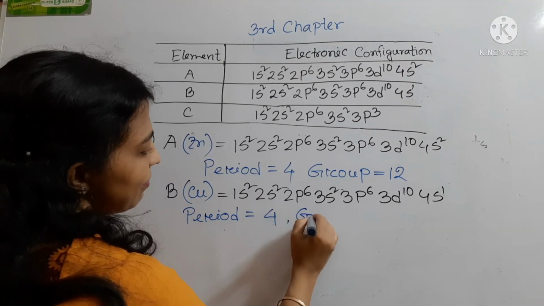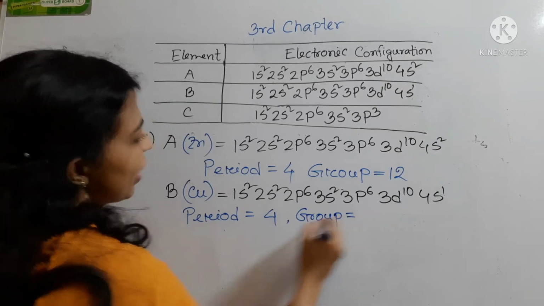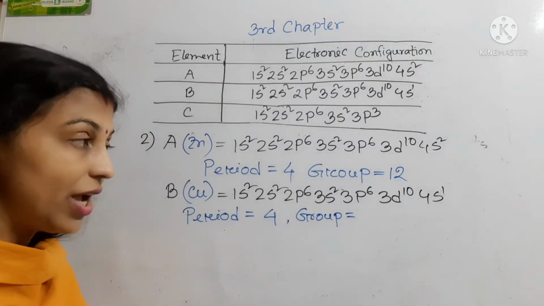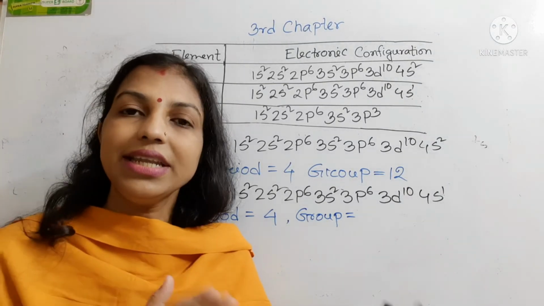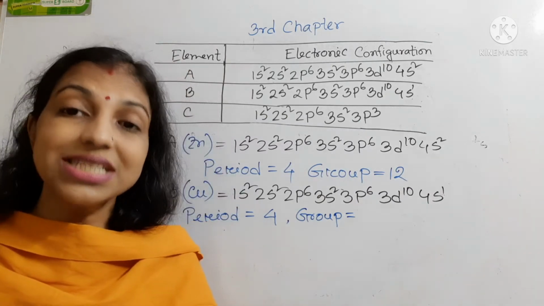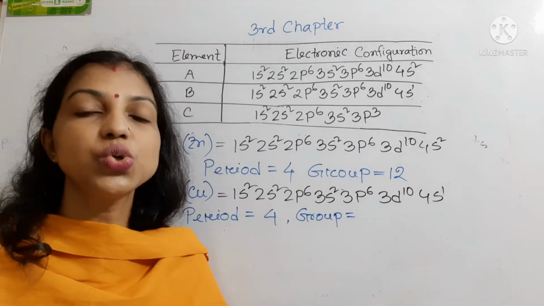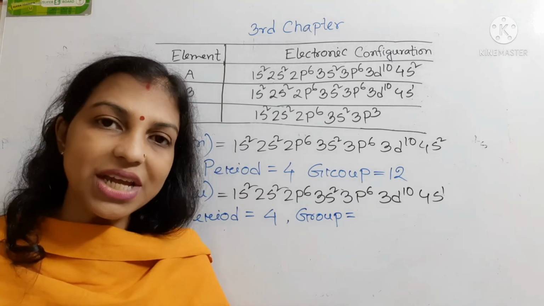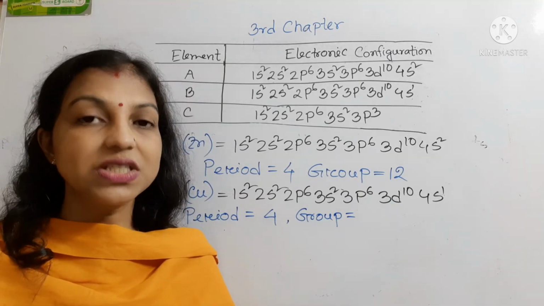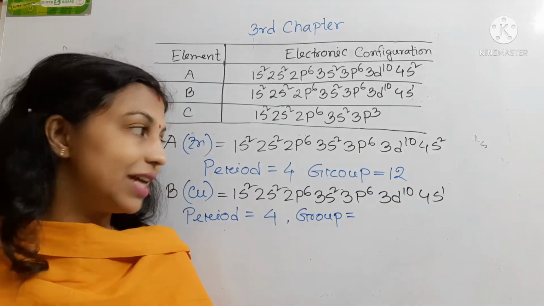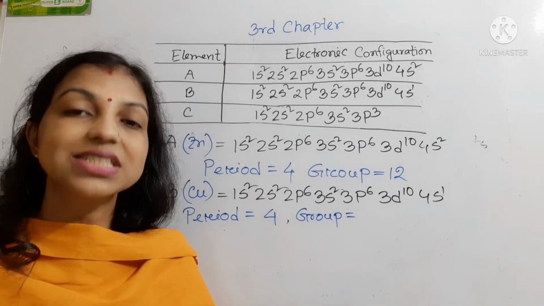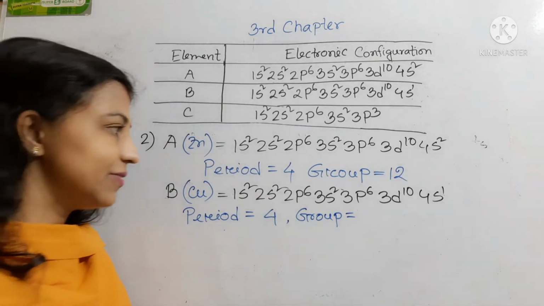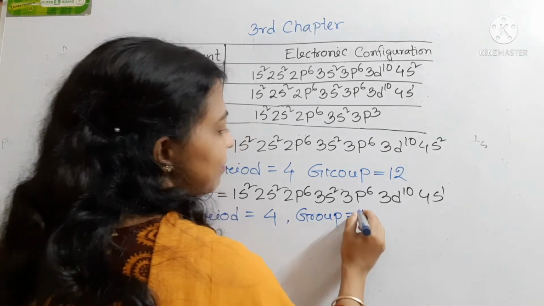Come to the group number. In the same way, you know students, when the last electron enters the d orbital, to determine the group number we should add the total number of electrons present in the d orbital and the total number of electrons present in the s orbital. That means here 10 plus 1, it is 11. So here the group number is 11.